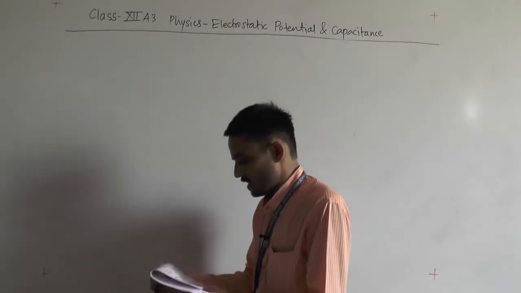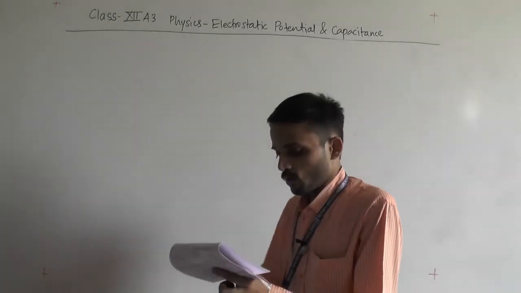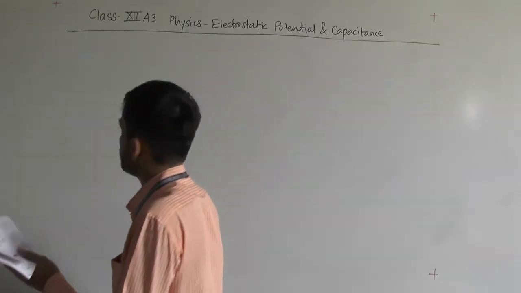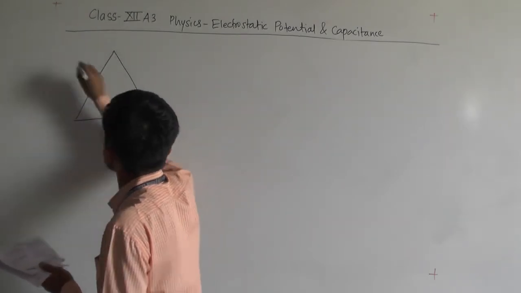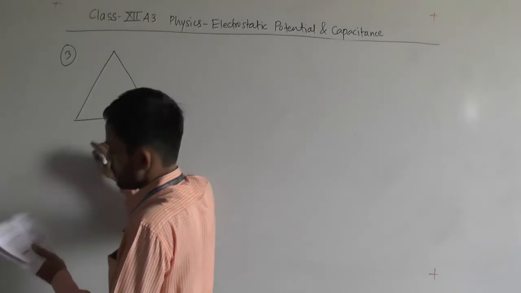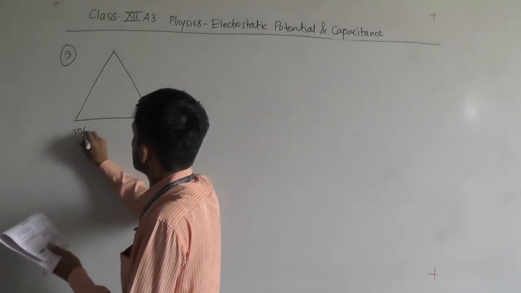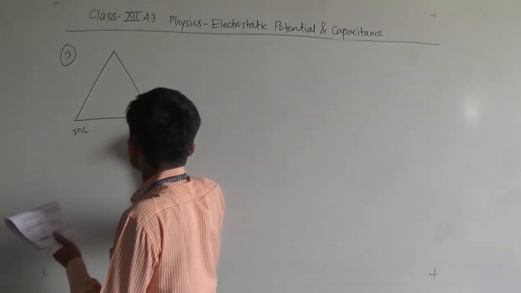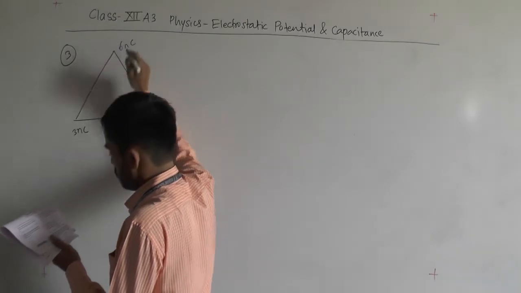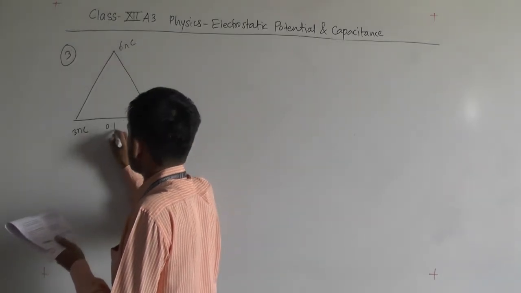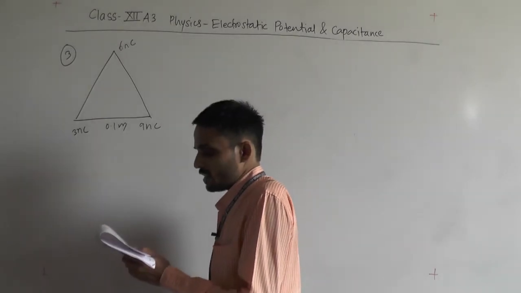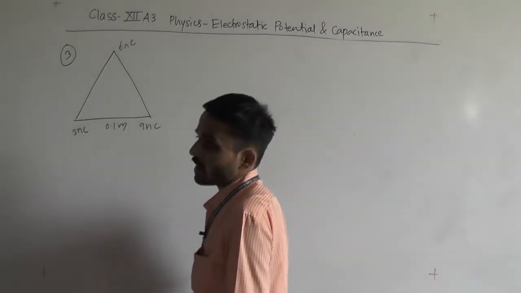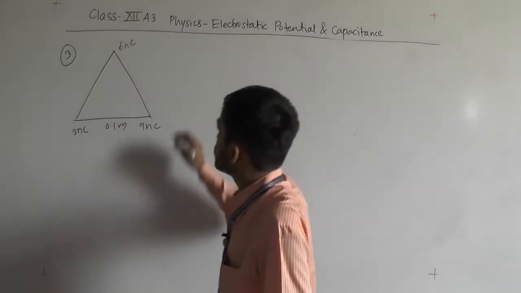Three point charges, 3 nanocoulomb, 6 nanocoulomb and 9 nanocoulomb are placed at the 3 corners. Problem number 3. 3 nanocoulomb, 9 nanocoulomb and 6 nanocoulomb. The side is 0.1 meter. An equilateral triangle is there. Find the potential energy of the system.